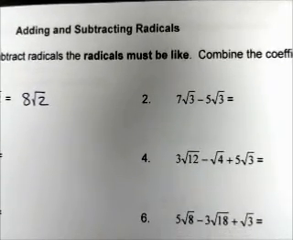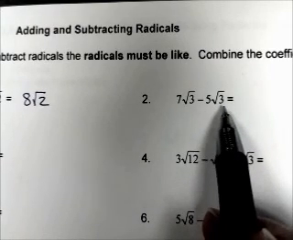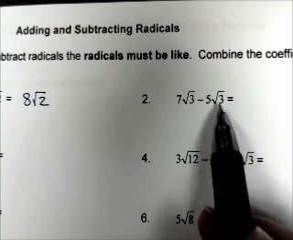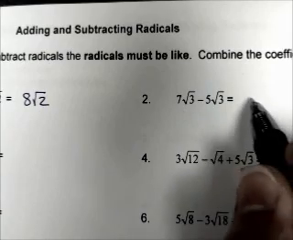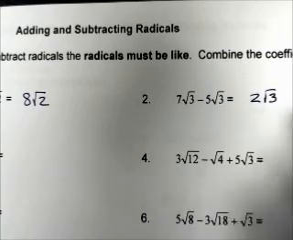Number 2, 7 square root of 3, subtract 5 square root of 3. They are like radicals. 7 subtract 5 is 2, carry along square root of 3.